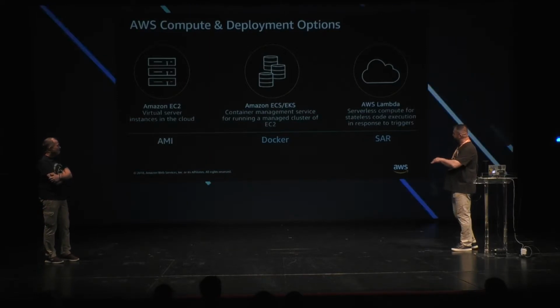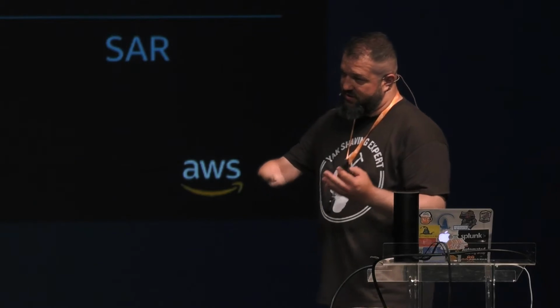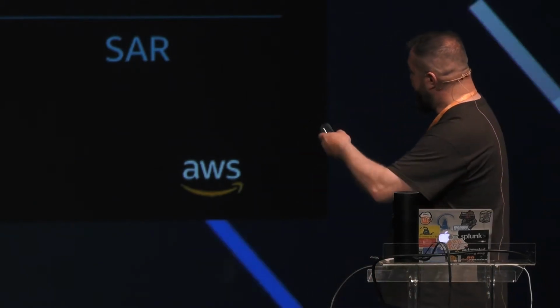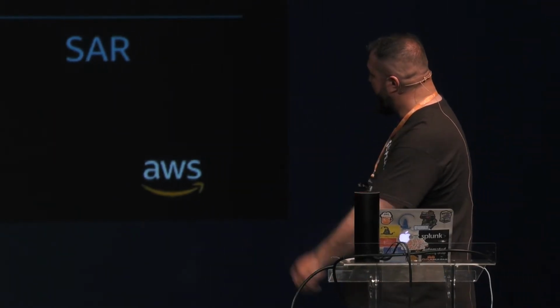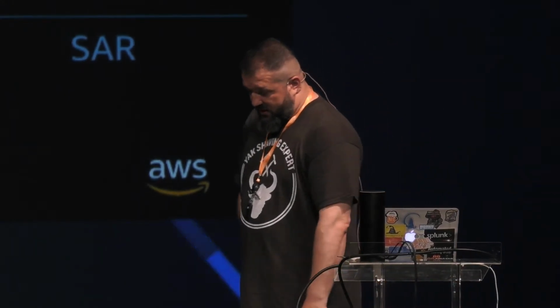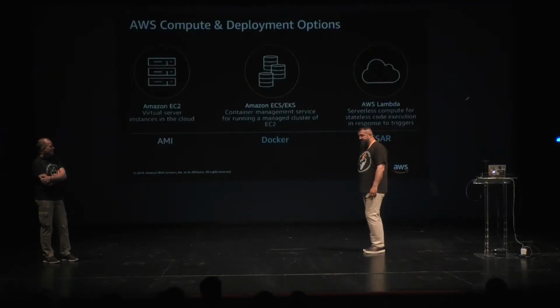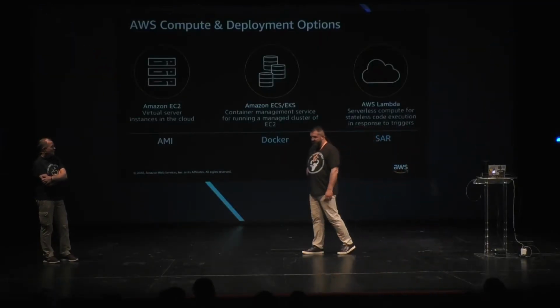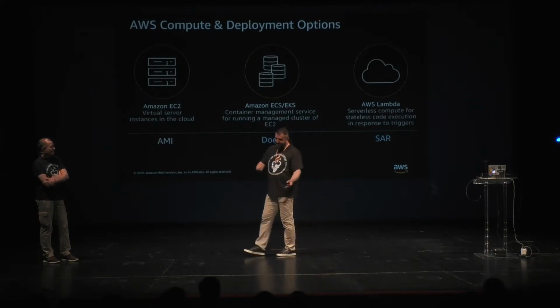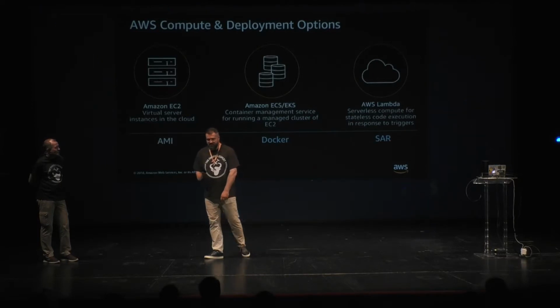And just as a lingo, the first one is called AMI. That's basically the image or the container. ECS is a Docker, and Lambda is Serverless Application Repository. I get this question a lot when I say serverless. People assume that there are no servers. Yes, there is a server. You just don't have to worry about it. Amazon worries about it. So that's what serverless means.